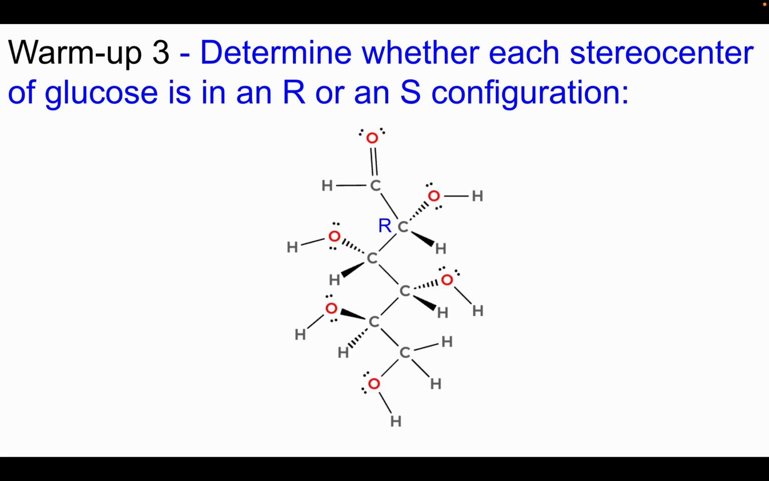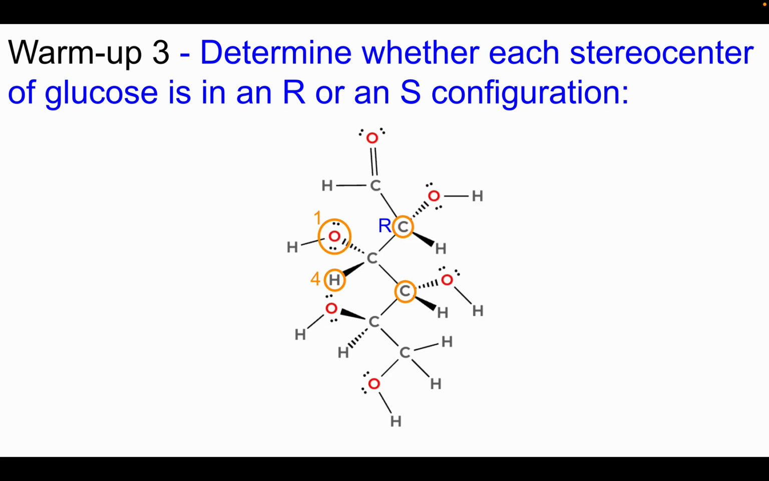Okay, let's continue on to the next carbon. And so we can see that that carbon's actually attached to the same 4 atoms, 1 oxygen, 1 hydrogen, and 2 carbons. So again, oxygen's going to be priority 1 because it has the highest atomic number, and hydrogen's going to be priority 4 because it has the lowest atomic number.